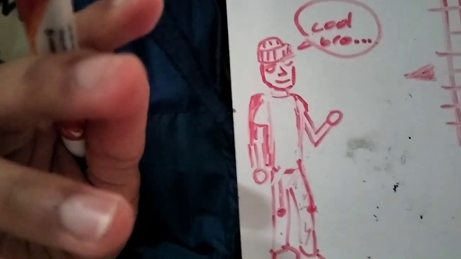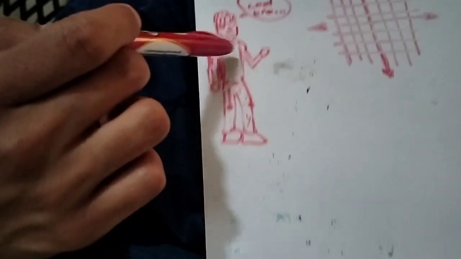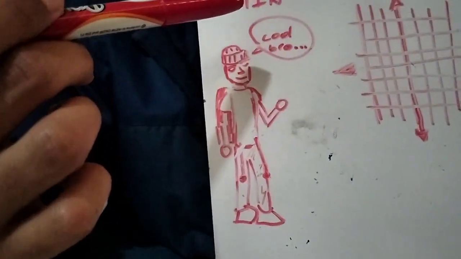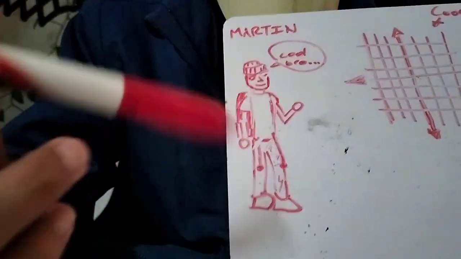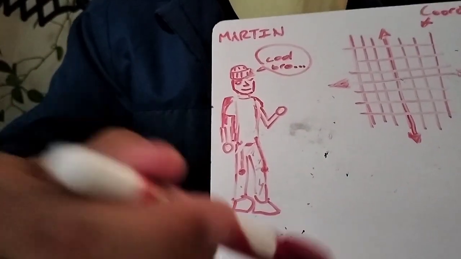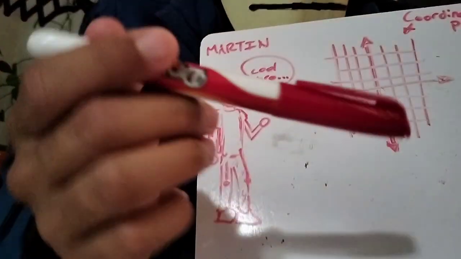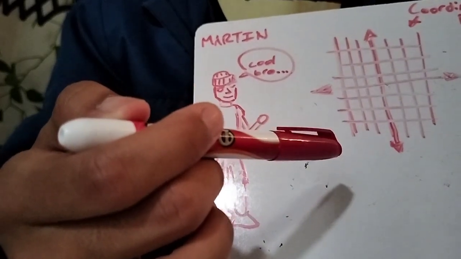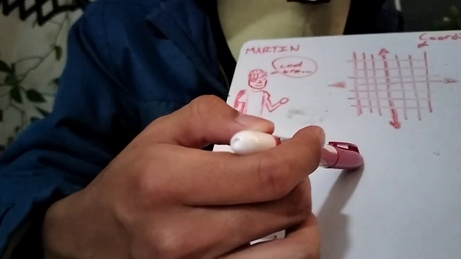I want to introduce you to a little character named Martin. Right here. You see him? Martin is a cool fella. He likes rock climbing, going up and down hills, going up mountains. And most importantly, kids, he does math.